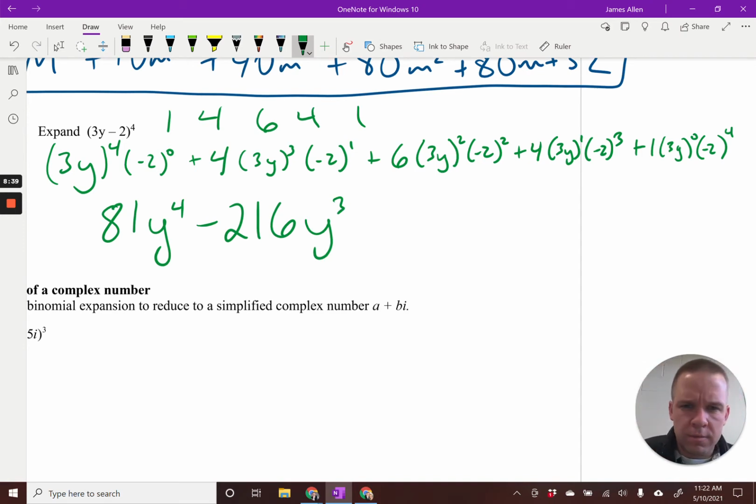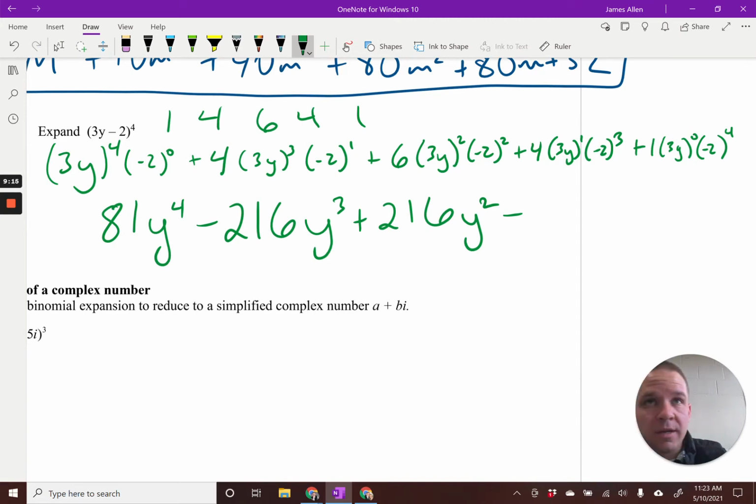Next one. So I've got, let's see here, we got 3 squared. Sorry, 3 squared is 9. Negative 2 squared is 4. That's 36. All right? And then 36 times 6 would give me positive 216 y squared. Now this next one, if we notice the pattern, this should be a negative, right? Because it's negative 2 cubed, which is negative 8. 3 to the first, that's just 3. And then 4. So I have 4 times 3 is 12 times negative 8 is going to give me negative 96.